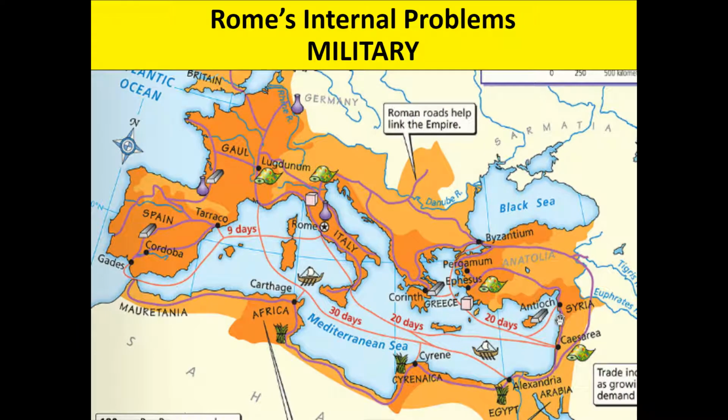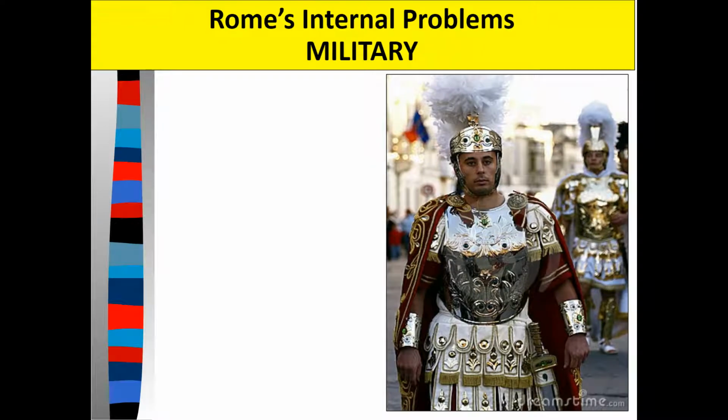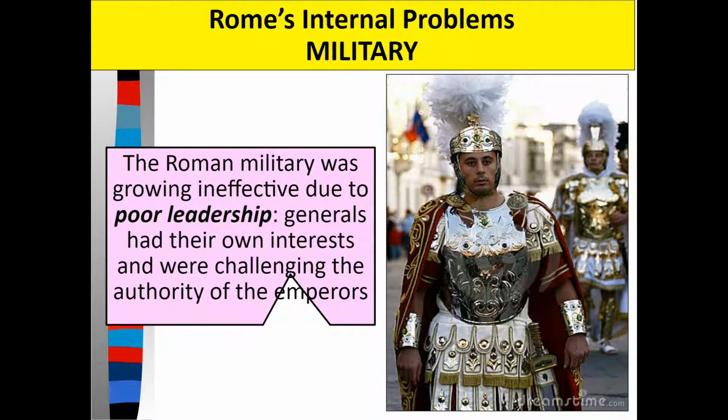So militarily, there are some problems too. And you can see that little pointer up there going towards Germany. Germanic tribes from Northern Europe outside of the Roman Empire are gaining in strength, right? Rome's internal problems militarily as well. The Roman military is growing to be ineffective due to poor leadership. Generals have their own interests, right?